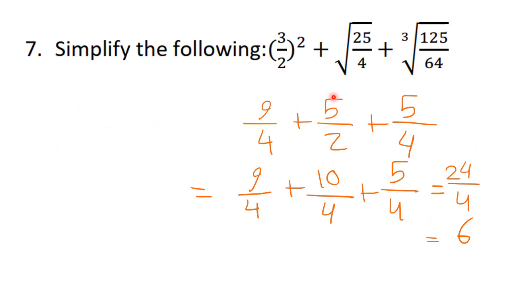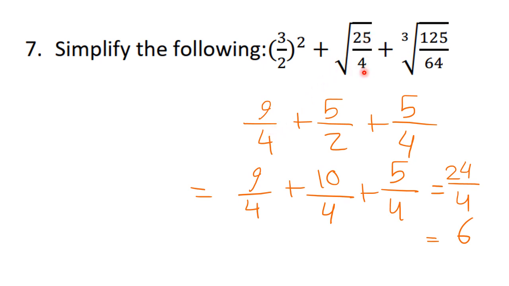Okay, for this question, we have (3/2)^2 + root of 25/4 + cube root of 125/64. Make sure in this question to write the steps. Don't just write the final answer, because you get marks for every step you write. So to do that, we will get (3/2)^2, which is 9/4. We can use the calculator also.